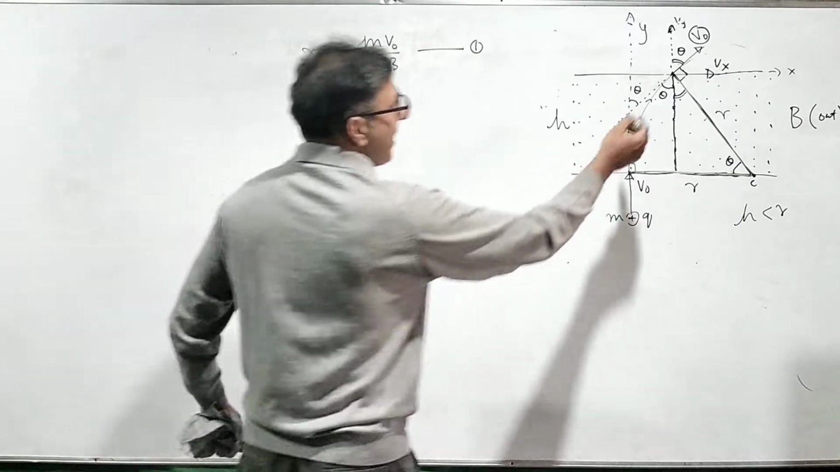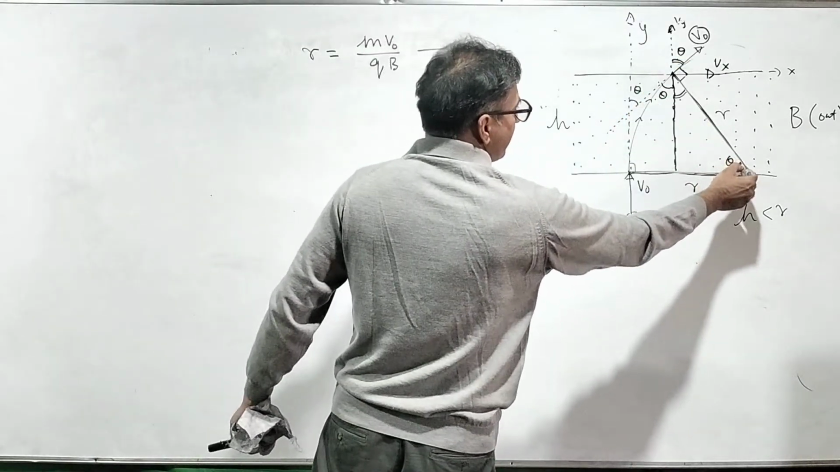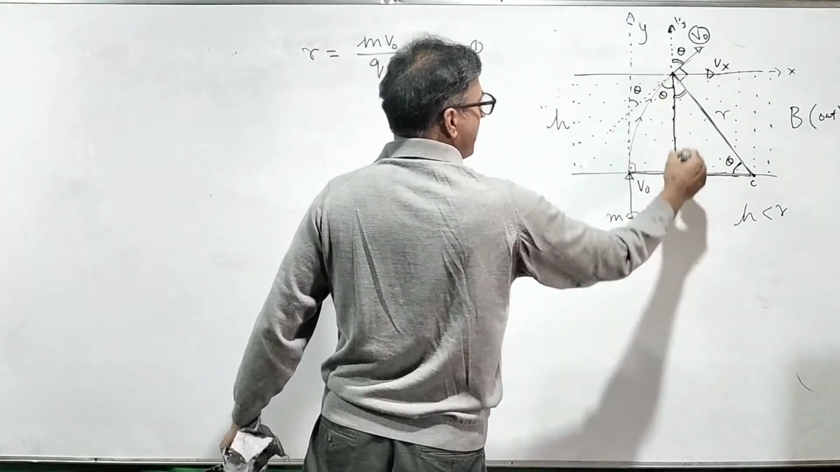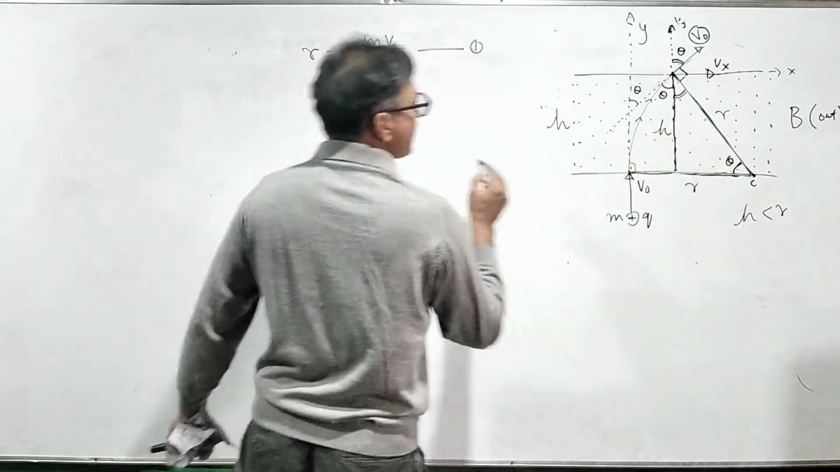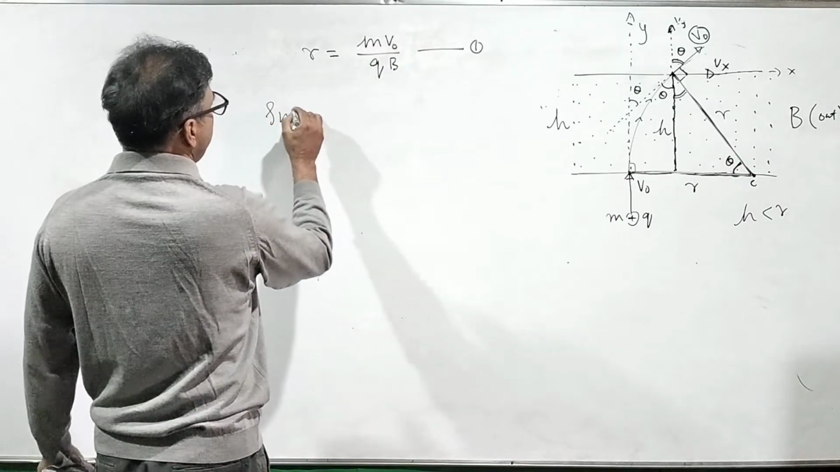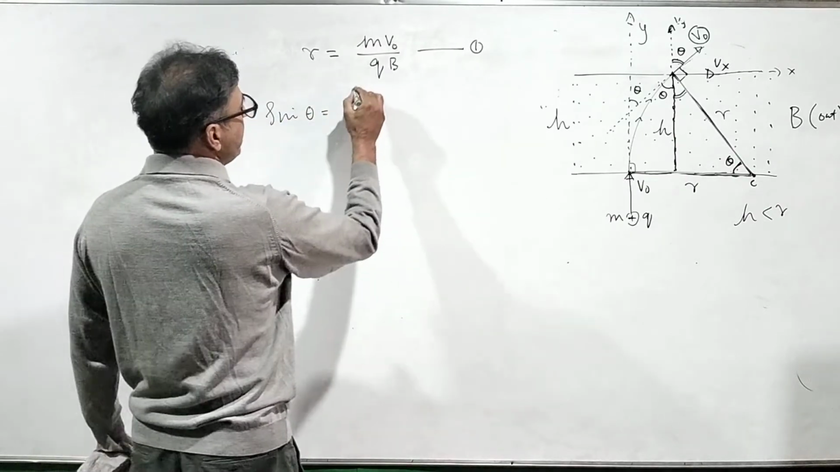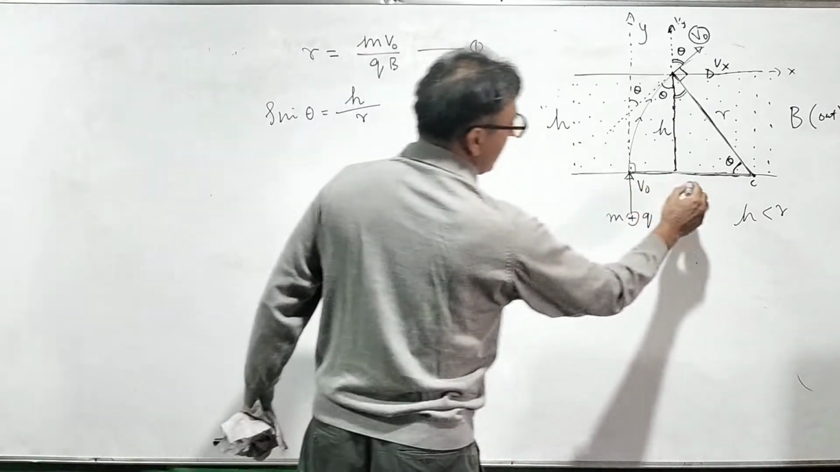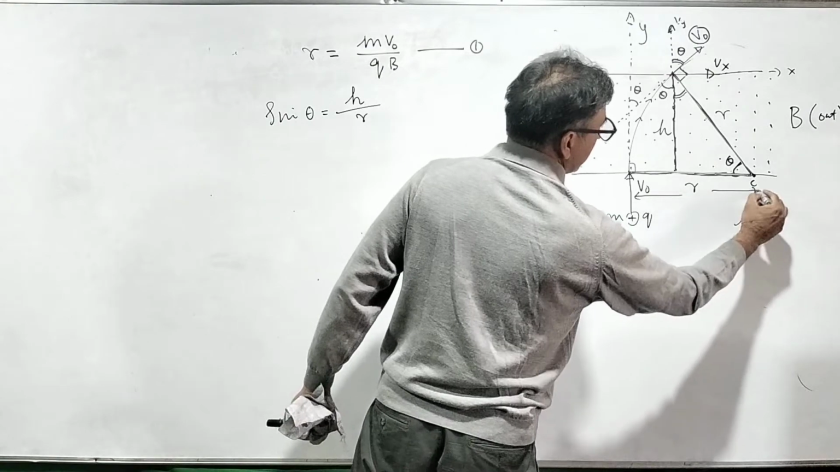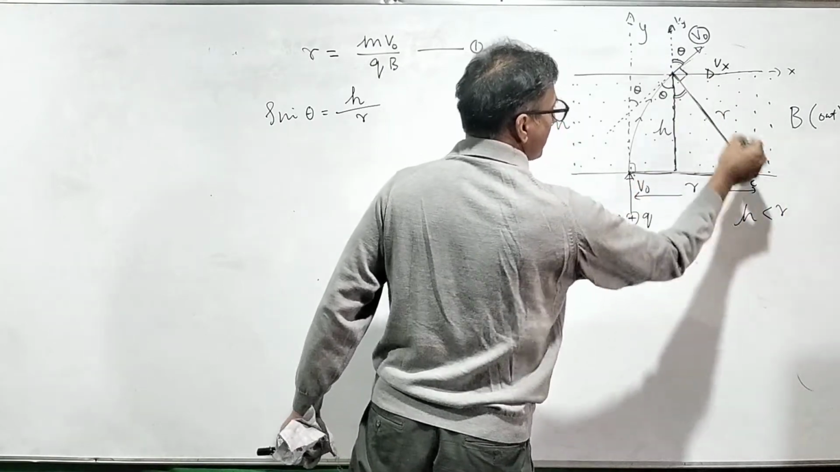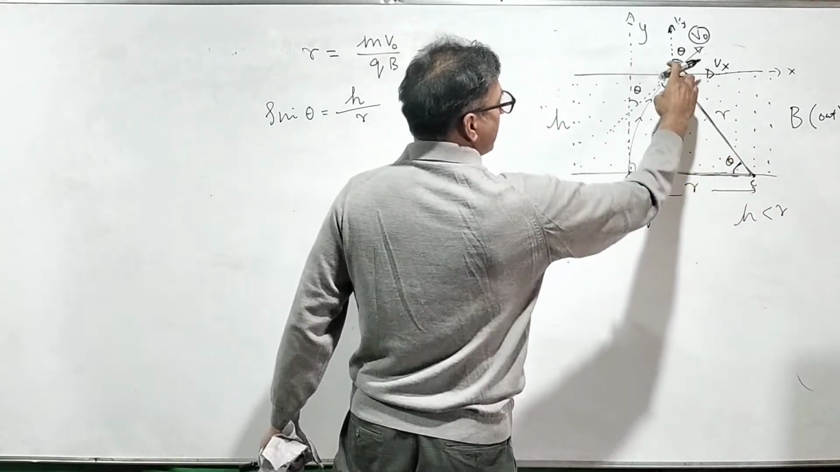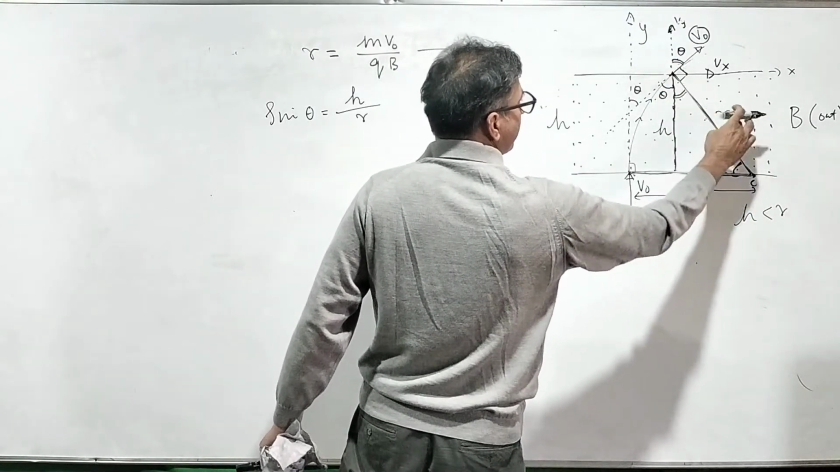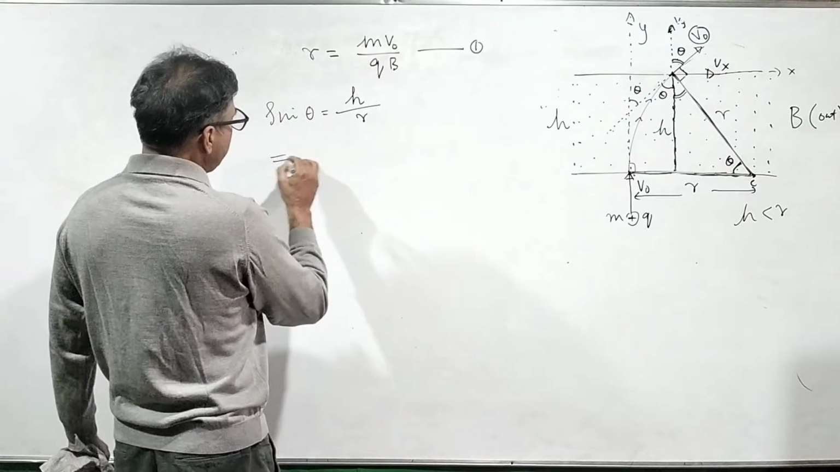Okay, now in this triangle, we have to find finally theta. In this triangle, what is this theta? From here to here, it is h width, and therefore from here to here, it is h. So, what is sine theta? Sine theta is perpendicular, that's h by r. This r is from here to here. So it is sine theta, this perpendicular by hypotenuse. Okay. Now what is sine theta?